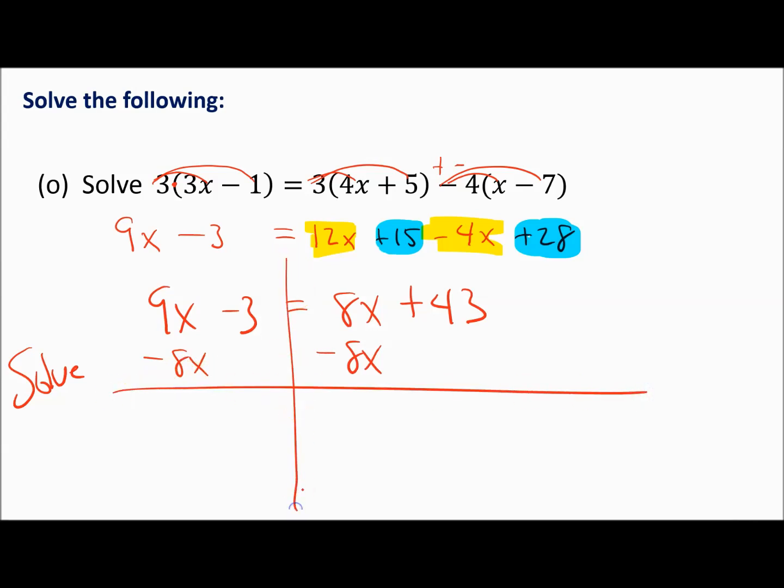Notice I'm doing it on both sides to keep it balanced. 8x minus 8x is gone. That leaves me with 43 on the right, and that's it. 9x minus 8x is 1x. I'm just going to put x. Don't forget to pull down the minus 3. To remember, your goal is to leave this single x alone and get rid of the minus 3.